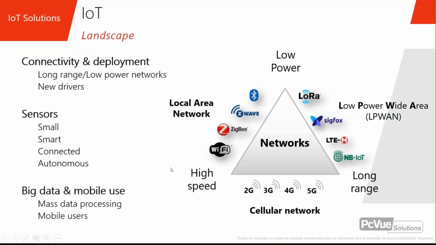And with this new connectivity and those new sensors, obviously we manage more and more devices, more and more sensors, and this generates a massive amount of raw data. And then all this raw data is used by more and more mobile users as well. So the challenge is to be able to deliver relevant information from all those raw data to more and more mobile users.